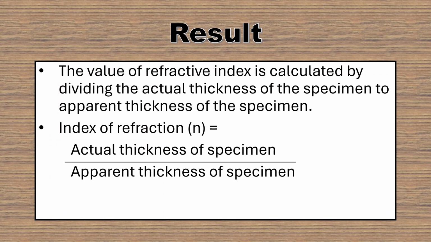Now we will discuss the result. The value of refractive index is calculated by dividing the actual thickness of the specimen by the apparent thickness of the specimen. That is, the index of refraction N equals actual thickness of specimen divided by apparent thickness of specimen.